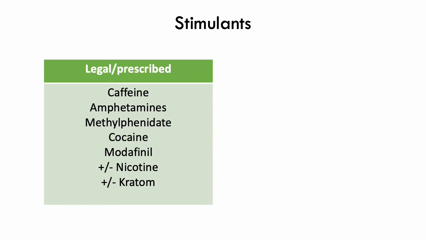Nicotine and kratom both have stimulant effects, but are not purely stimulants. Nicotine increases signaling in the brain overall by binding to those nicotinic acetylcholine receptors. Kratom causes dopamine and norepinephrine release in addition to its opioid properties, and it's not currently regulated in the United States.